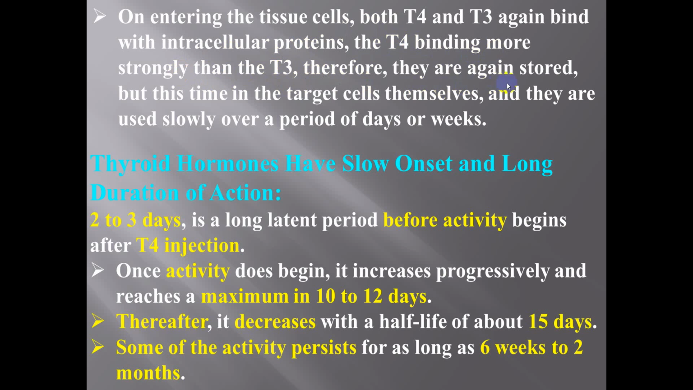Therefore, they are again stored at this time in the target cell. هيكون storing with target cell themselves. And they are used slowly over a period of days or weeks, depending on the requirement. Thyroid hormones have slow onset and long duration of action. 2 to 3 days is a long latent period before activity begins after T4 injection.